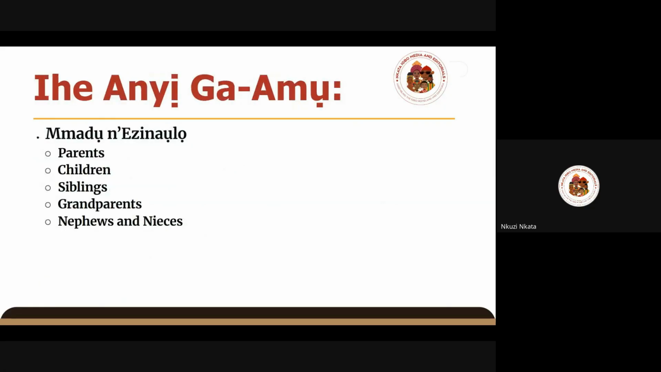So kedu anyị ga-amụ taa? What are we going to learn? Ihe anyị ga-amụ, what we are going to learn. Okay, we're going to look at Mmadu na ezinụlọ. We're now going to look at Mmadu when it comes to family. Ezinụlọ means family. So we're going to see the various terms for parents, for children, for siblings, for grandparents, nephews, and nieces. Okay, we're going to see how these terms can be used and also learn how they are pronounced too.